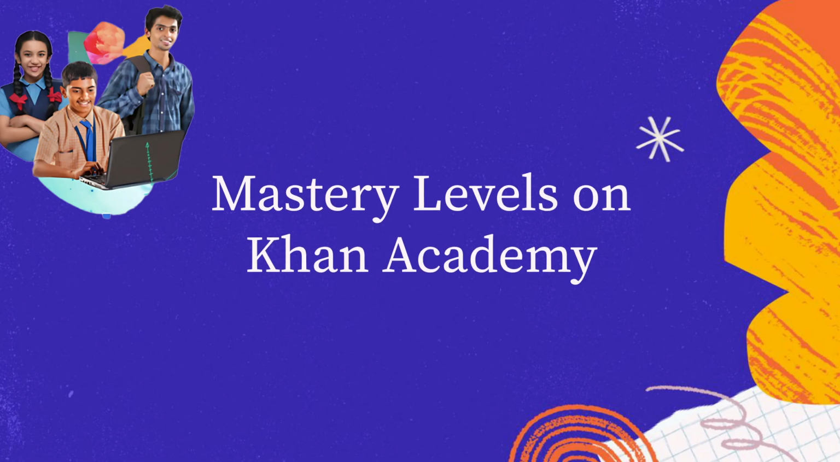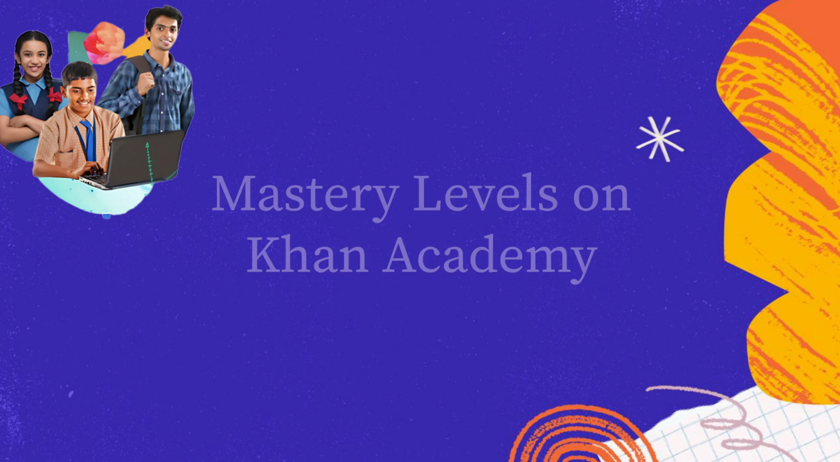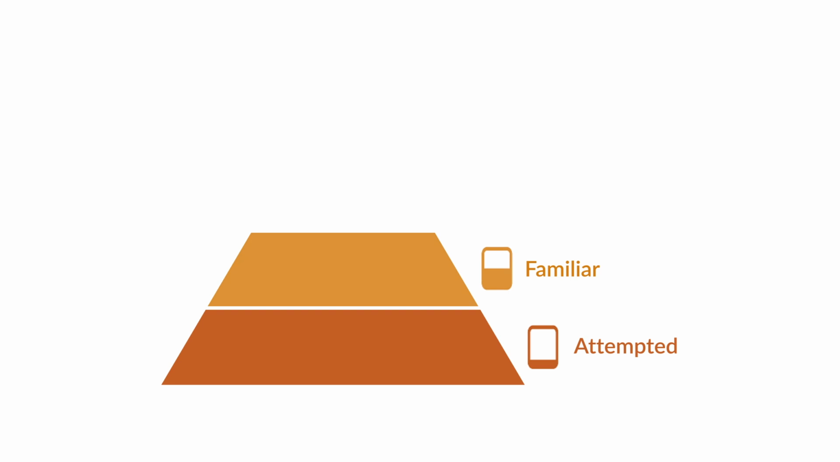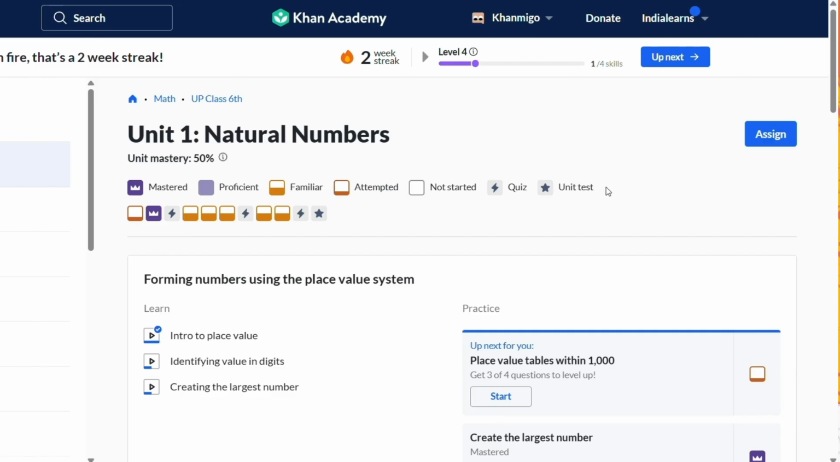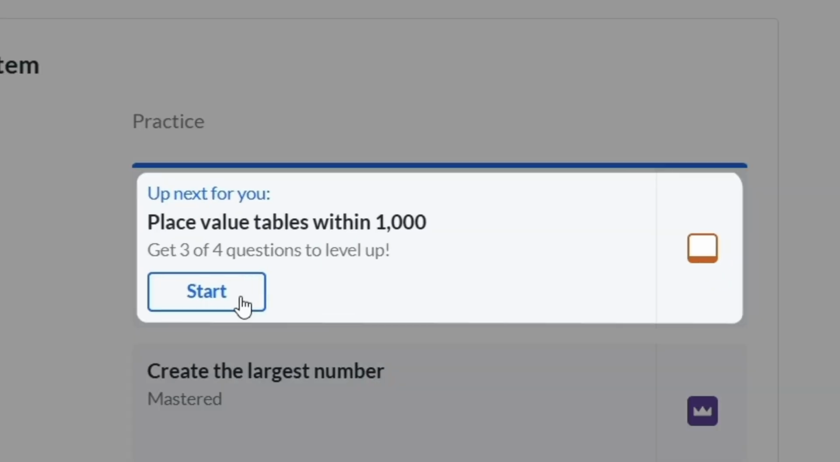Next, let's understand what are the different mastery levels on Khan Academy and how you can level up to the top. This will help you smash your course and unit mastery goals. You level up a skill starting from attempted to familiar to proficient and finally mastered. To start making progress on a skill, just click on the Start button under the Practice section of the unit.